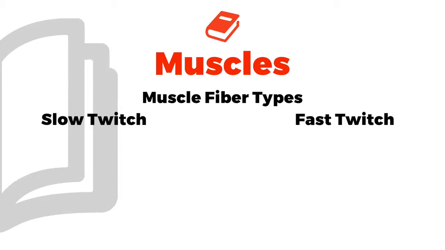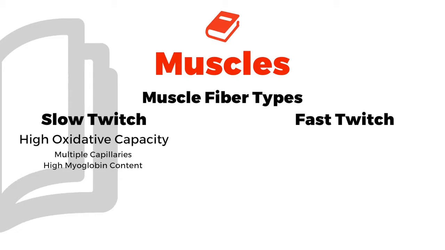So let's start with slow twitch fibers. So the thing that we need to know about them is that these fibers have, one, a high oxidative capacity, and that's because of three things. They have multiple capillaries, they have high myoglobin content, and they have numerous mitochondria. Okay? Type 1 fibers are also red and small, and they're suited for things like body posture, running a marathon.